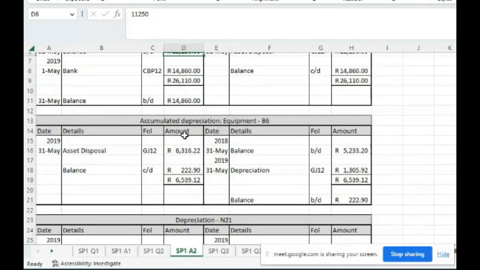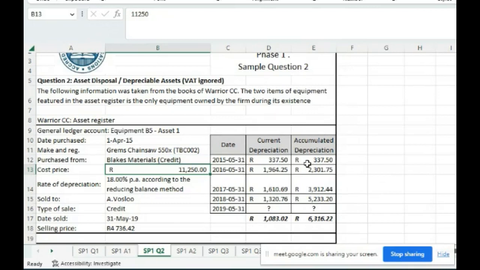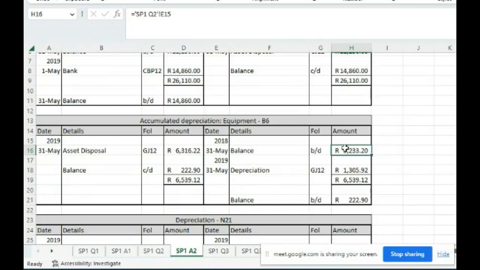Next thing we have to do is the accumulated depreciation for equipment. Once again, we can go back to the previous year, and I said that the balance brought down there is 523320. Where did I get that? Well, if we go and look here, we see that at the end of the previous year, when we only had the one chainsaw, that was the accumulated depreciation. It's given, and that is why I brought it down.